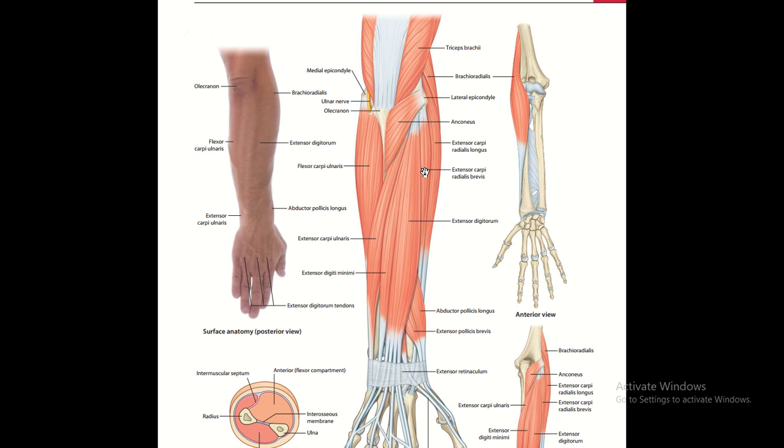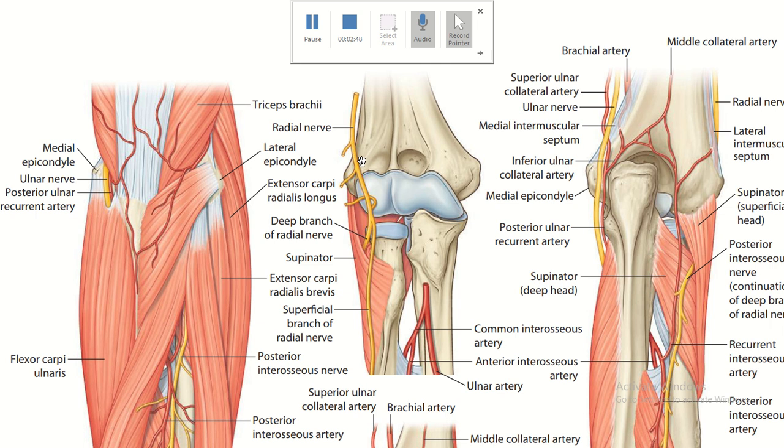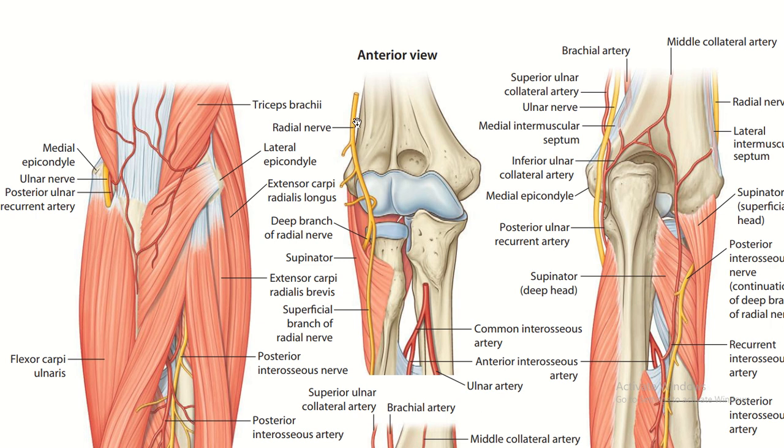You understand? Good. So what is going to be the nerve supply to the lateral compartment? That's going to be your radial nerve before it bifurcates. So you have the radial nerve supplying it. Remember, when the radial nerve pierces the lateral intermuscular septum of the arm, it gets into the anterior compartment.